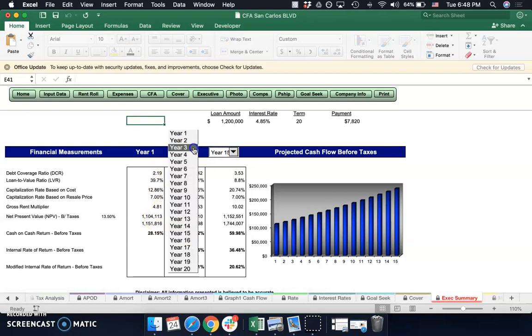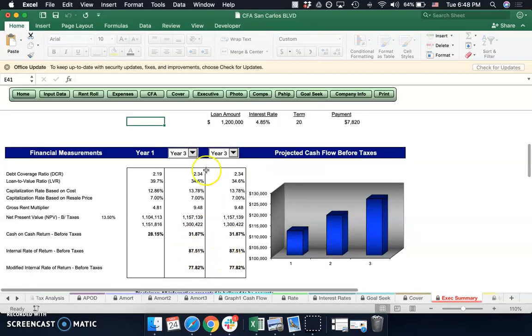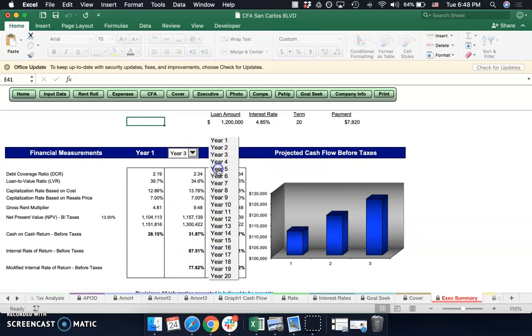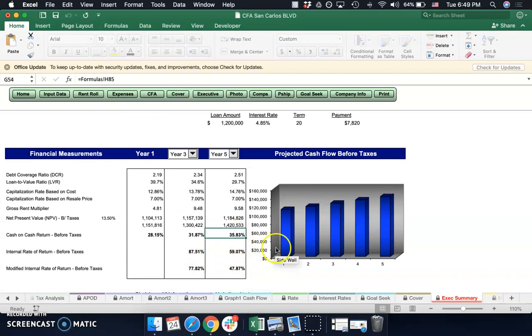Okay, so let's come back here and look at year 3, and let's look at year 5. Okay, so what I like to do is, let's say that in year, let's use year 5 as a basis. So our cash on cash is 35% and our internal rate of return is 59% as is.